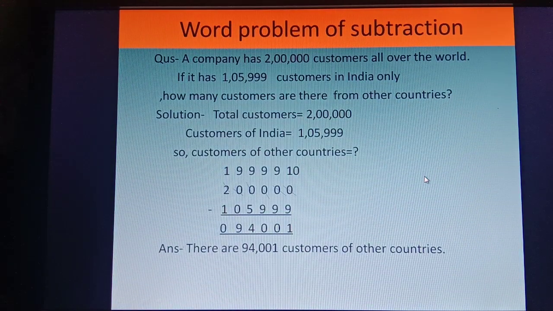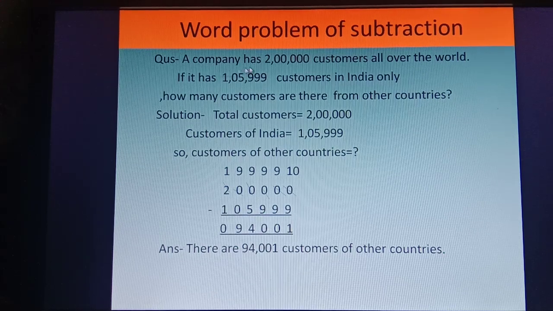Now next, I have taken one example of a word problem of subtraction. Just see the question. A company has 2 lakh customers all over the world. If it has 1,05,999 customers in India only, how many customers are there from other countries? Just think about the question, read the question properly. There are 2 lakh total customers, and from this 2 lakh, 1,05,999 customers are from India. So how many customers are of other countries?